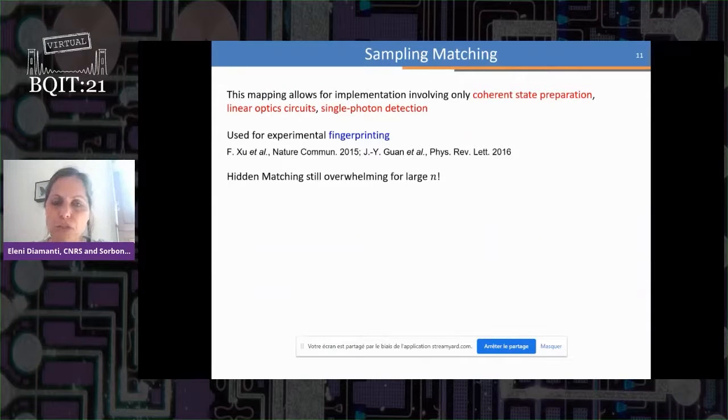This mapping allows us to do the implementation involving only coherent states, linear optic circuits, and single photon detection. It was used for fingerprinting, but we show that it is still not possible to use it for this communication complexity protocol. The demonstration would still be quite overwhelming: we show that it would need lots of loops with big strings of pulses, which quickly becomes impractical for large n.